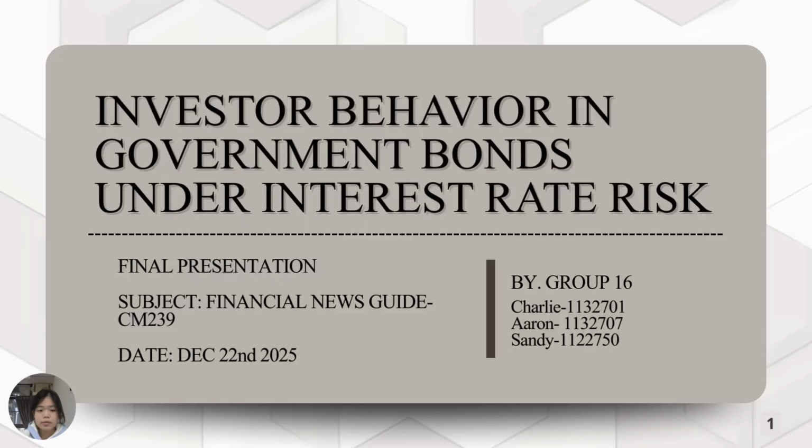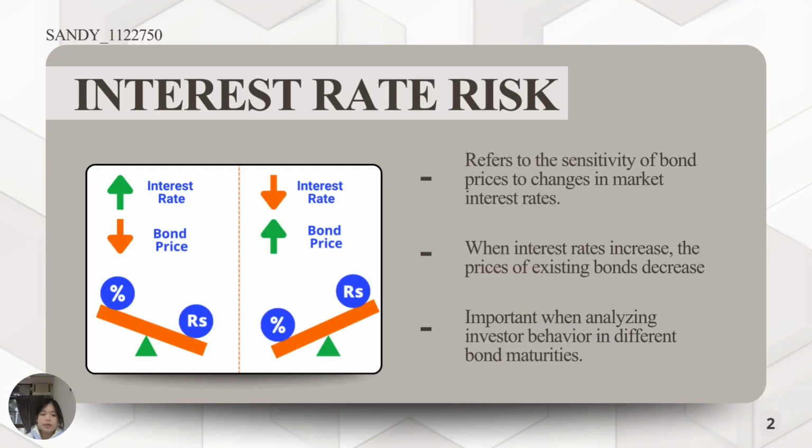I will talk about the interest rate risk in government bonds and how it affects investor behavior in short-term and long-term bonds. Interest rate risk in government bonds refers to the sensitivity of bond prices to changes in market interest rates. Because bond prices move inversely to interest rates, when interest rates rise, the prices of existing government bonds fall. This risk becomes more significant for bonds with longer maturities.